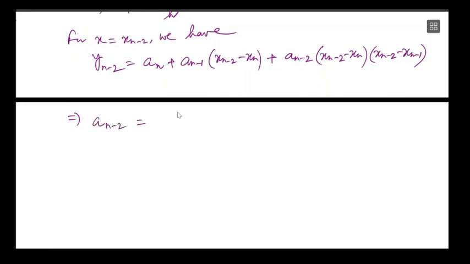an minus 2 equals nabla 2 yn by twice h square as earlier. In this way, if we go on, we will finally get a0 equals delta n yn by n factorial h to the power n.